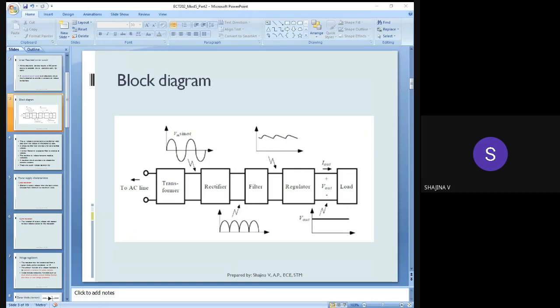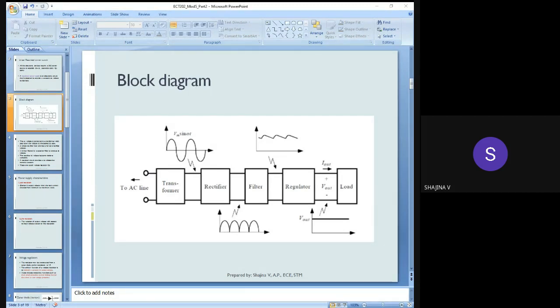In order to eliminate those ripples, we are using a filter. There are different types of filters; simply, capacitor filters are used. Using the capacitor filter, you can remove some of the AC components. Still, our output voltage will contain some ripples.